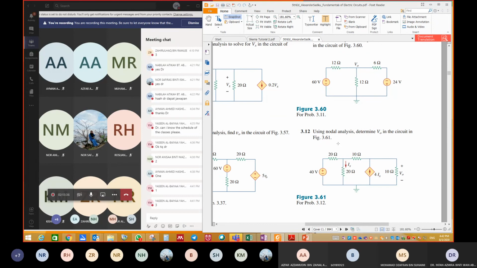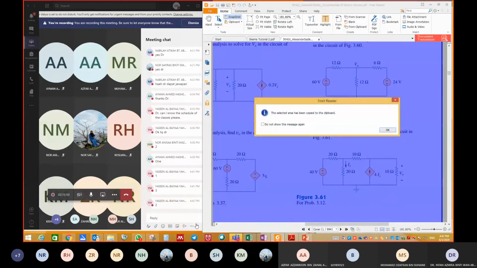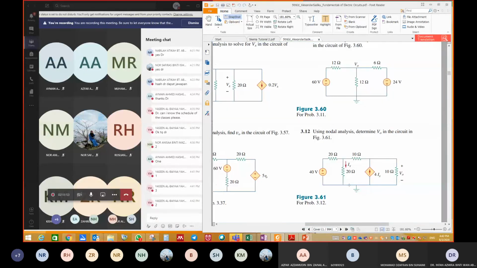How about number 3.12? How many nodes? Diana? 2. Okay. Yes, 2. One here and one here. Okay, only 2. One here and one here.